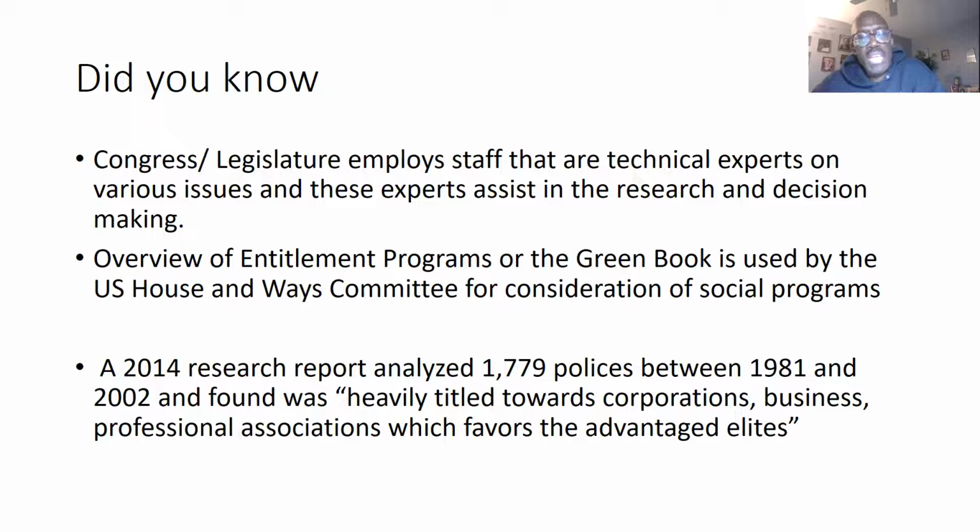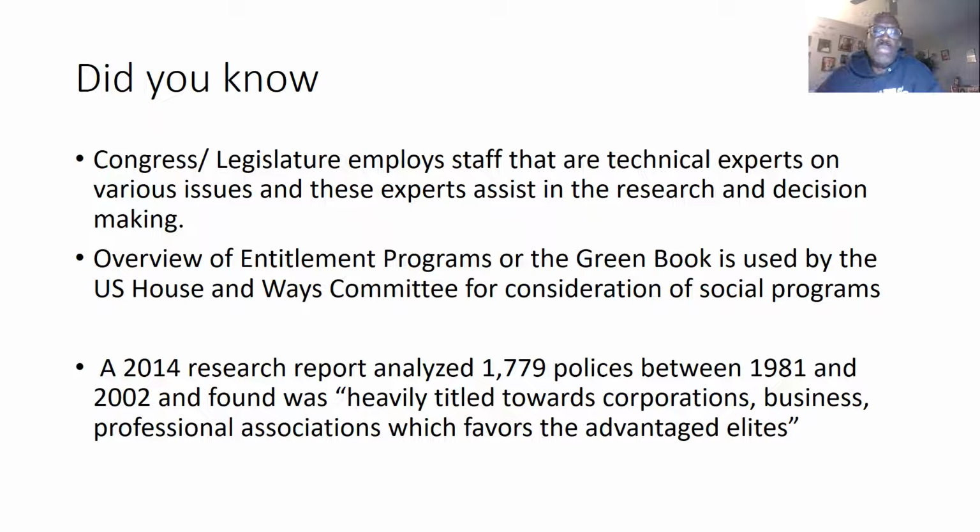There's an overview of the entitlement programs, or Green Book, that's used by the U.S. House Ways and Means Committee for consideration of social programs. It's a text that looks at what's all available and how they got to some of those decisions, and it's supposedly referred to often.